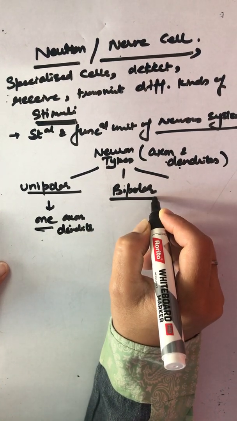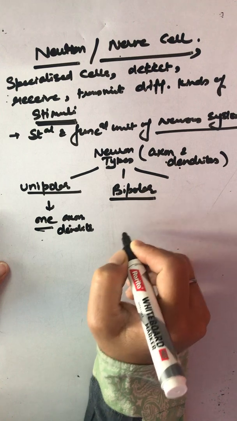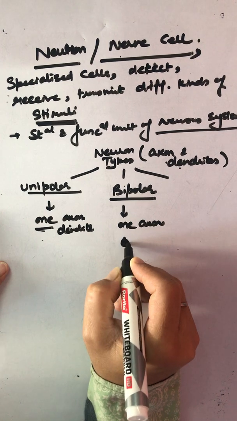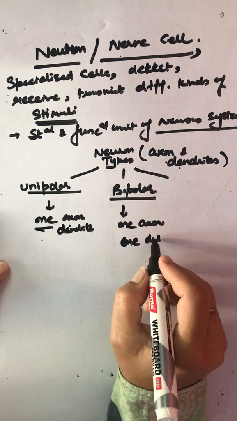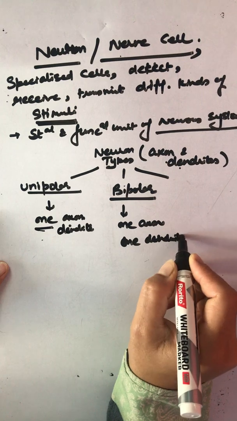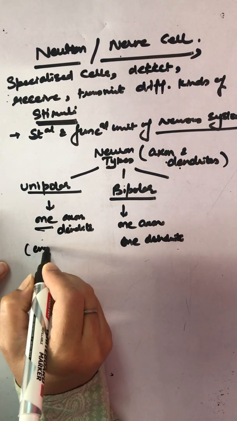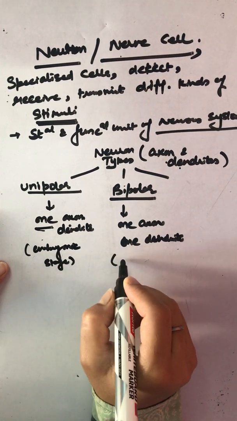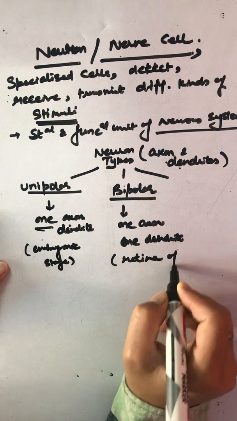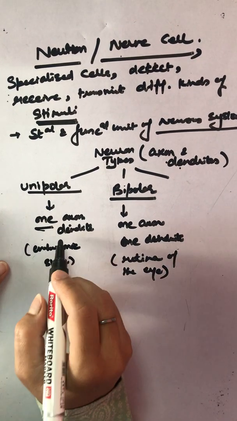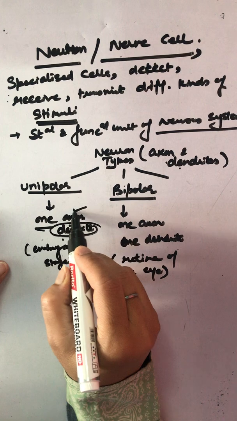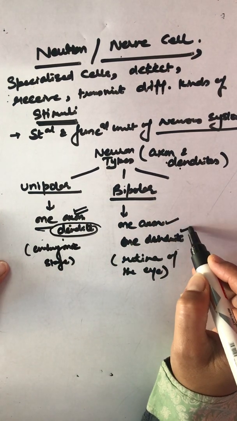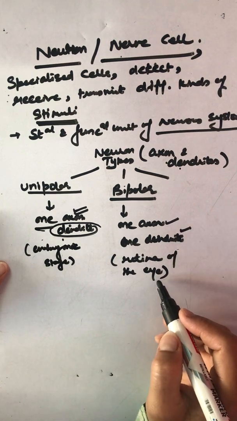Bipolar, as the name suggests, has one axon and one dendrite. One axon, one dendrite. This one is common in the embryonic stage. And this one is seen or found in the retina of the eye throughout. In this, dendrite is not necessary, axon is necessary. Alright, in bipolar there is one axon and one dendrite condition. That's why it's in the retina of the eye.